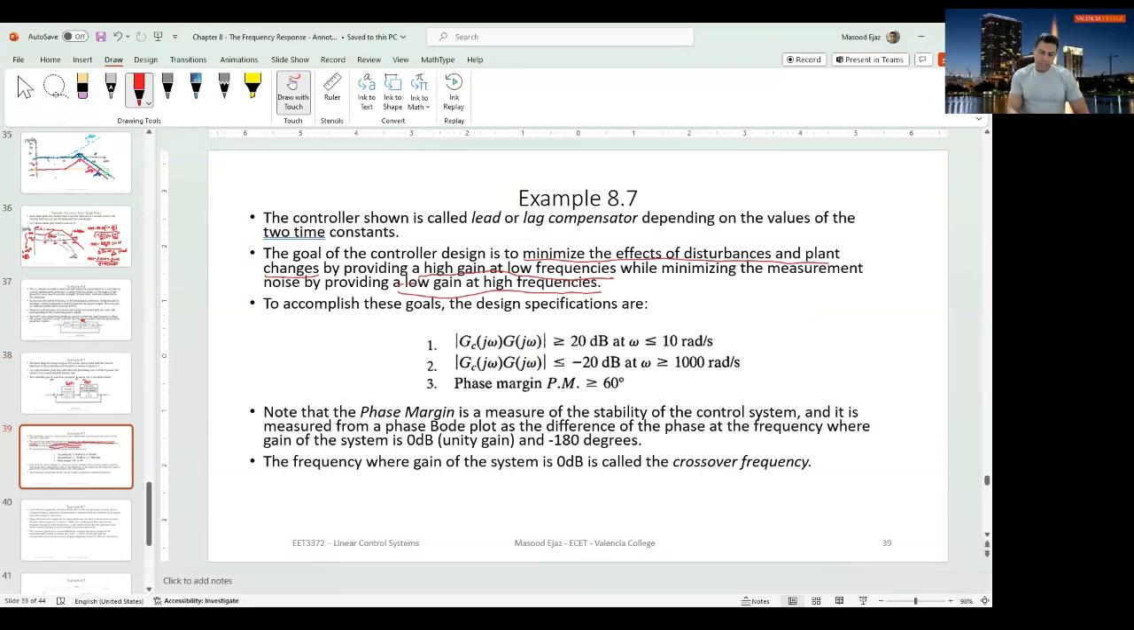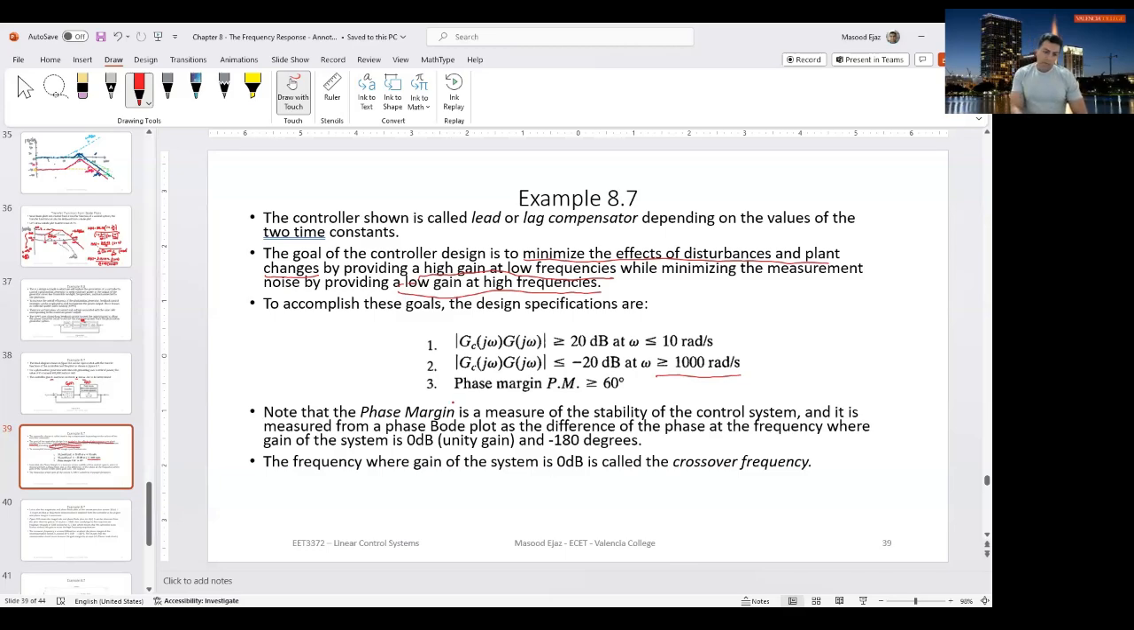And the loop gain has to be less than negative 20 decibel, that is less than 1. Anytime you have negative decibel gain, that means the actual gain is less than 1. Gain of 1, of course, is 0 decibel. All the positive gains are more than 1. And all the negative values of gains are less than 1, which is also called attenuation. So at high frequency, greater or equal to 1000 radian per second, we want attenuation, or the gain is supposed to be less than or equal to negative 20 decibel.